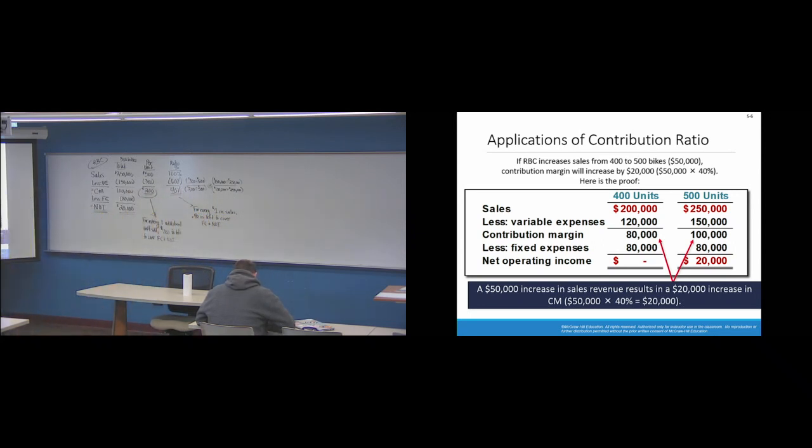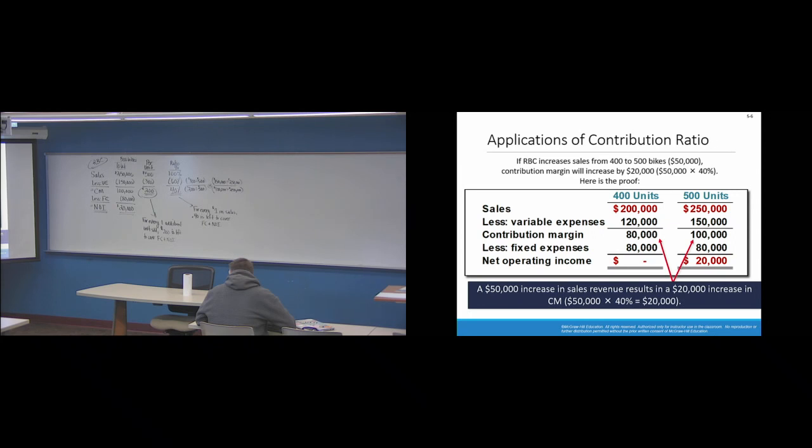Okay, so what you see up here on the screen is kind of where I started, and I went backwards a little bit, but that's okay. They're showing you the totals at two different levels of activity, right? And the first couple of examples on those slides actually were based on 400 units. My template up on the board is obviously based on 500 units. But let's talk about 400 units, okay? At 400 units, if you sell 400 bikes, sales are 200,000.